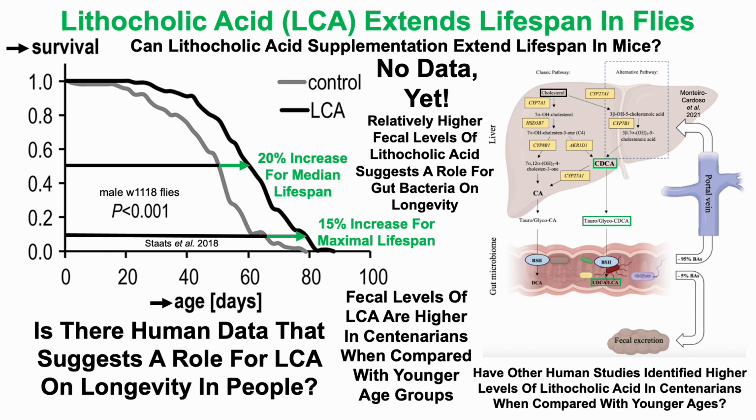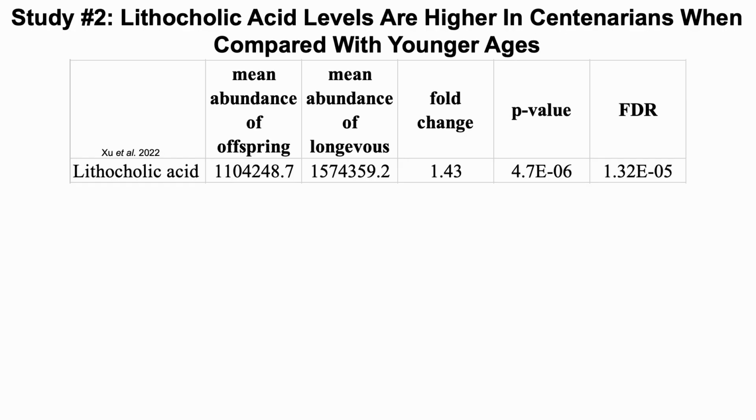All right, this was one study that I showed you for lithocholic acid levels in poop in human subjects, higher in centenarians. Have other human studies replicated this finding? There is indeed another study that looked at lithocholic acid levels in centenarians when compared with younger age groups. And that's what we're looking at here, lithocholic acid levels in feces, or poop.